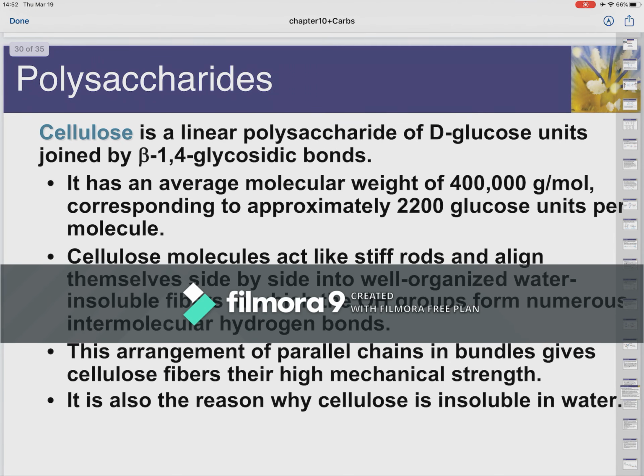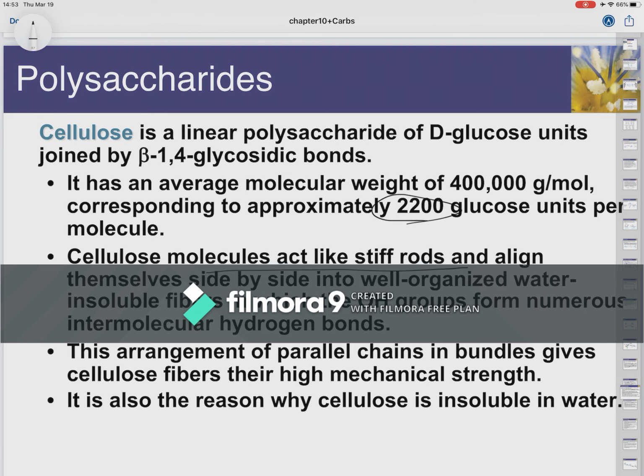Cellulose, the last polysaccharide we'll talk about. This is also D-glucoses, but these are the beta forms instead of the alpha forms. So what happens is we get a beta 1,4 linkage instead of an alpha 1,4 linkage. That's the only difference. These things are about 2,200 glucose units. They arrange themselves into stick rods. They stick well to each other, and they're also very hydrophobic.